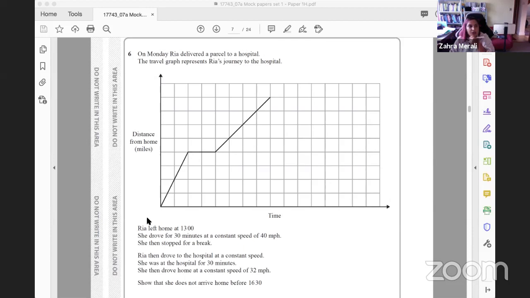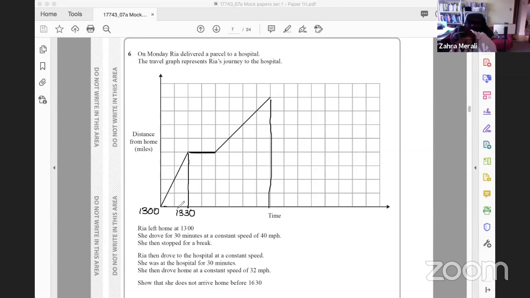Okay, so Ria left home at 1300. She drove for 30 minutes at a constant speed of 40. So let's try to fill in this diagram. So this is when she left home. She drove for 30 minutes at a constant speed. So this must take her to 1330. She then stopped for a break, which we can see because her distance is not changing. She then drove to the hospital at a constant speed. So that must be what this represents.